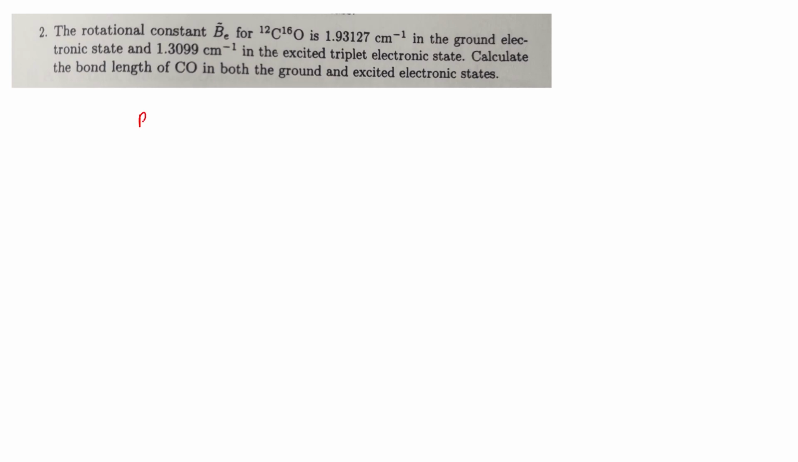you already know your B is proportional to 1 by r square, right? So let me write it like B in ground state divided by B in excited state. So that is going to be r square of the excited state over r square of the ground state. Okay.